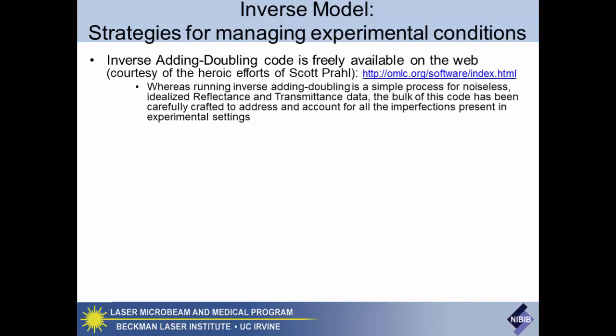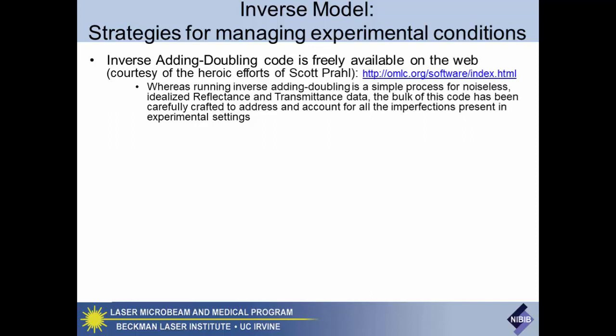The other nice thing, when it comes to taking your measurement data and actually calculating the optical properties, is that somebody else has already set up code to do that for you. So you don't need to try to redevelop this from first principles. There's inverse adding doubling code freely available on the web. This is the effort that was put forth by Scott Prahl.